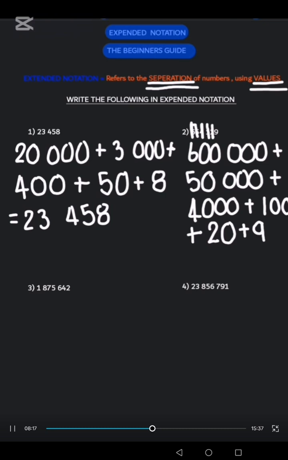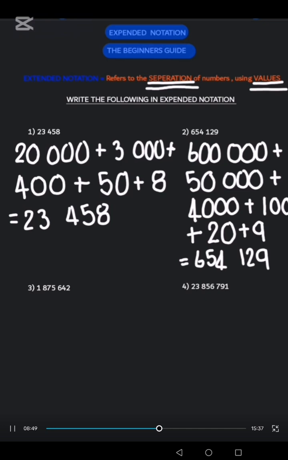Okay, so after doing that, we say it is equal to 654,129. Okay, now we move on to our third number, which is 1,875,642.